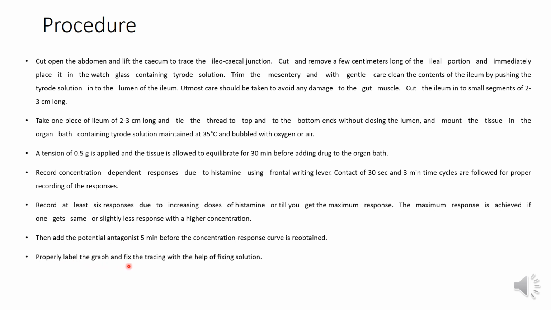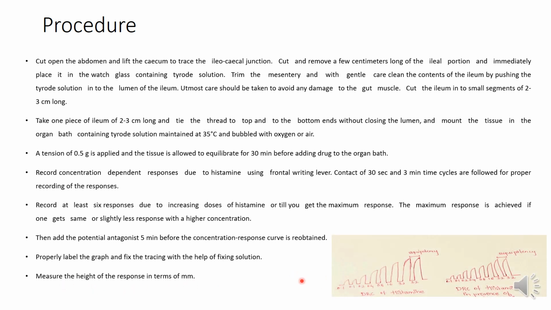Properly label the graph and fix the tracing with the help of fixing solution. Then measure the height of the response in mm. Basically we first get the DRC of histamine. We take 0.1, 0.1, then 0.2, 0.4, 0.8, 1.6, 3.2, then 3.2. Once we get the equipotency, we stop here. Then we take the DRC of histamine in the presence of meperamine. You can observe that the height of the response is reduced because meperamine is an antagonist.